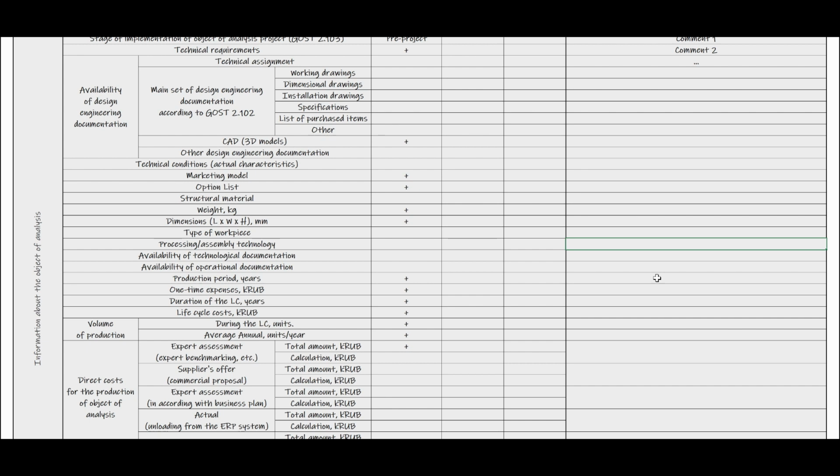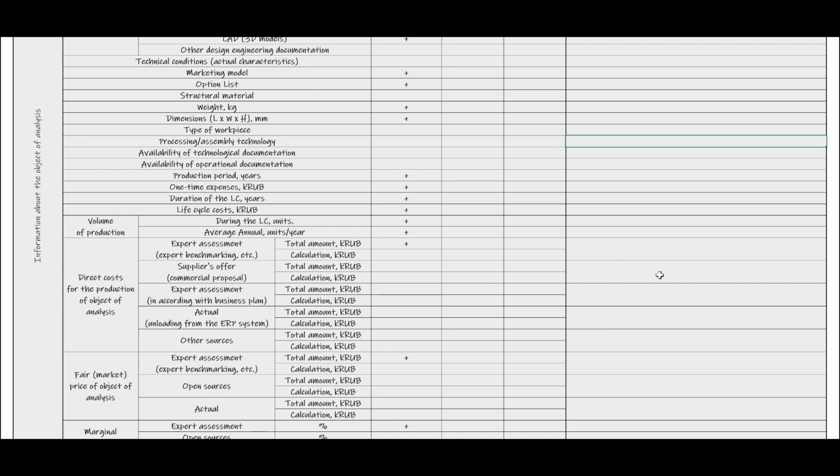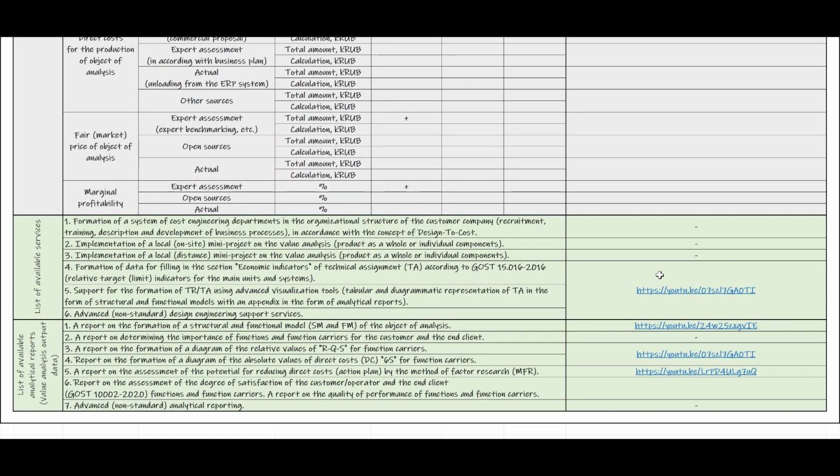It should be noted that in some cases this list of required initial data can be expanded, in particular to conduct an analysis using the method of factory search, or MFR, which was discussed by us in issue number 9 of the training course. A significant amount of information related to design, strength, and technological data about the object of analysis will be required.